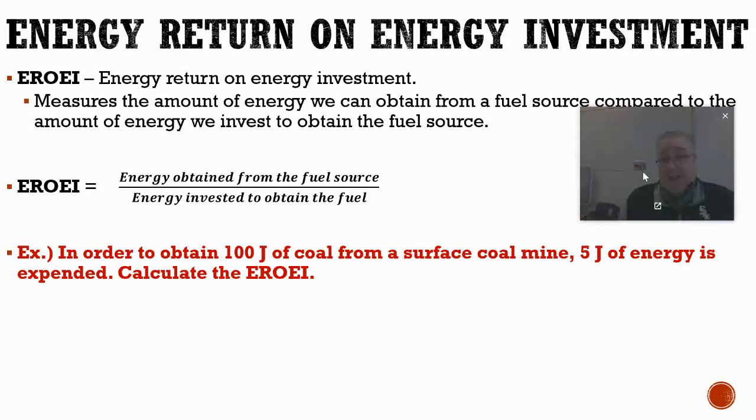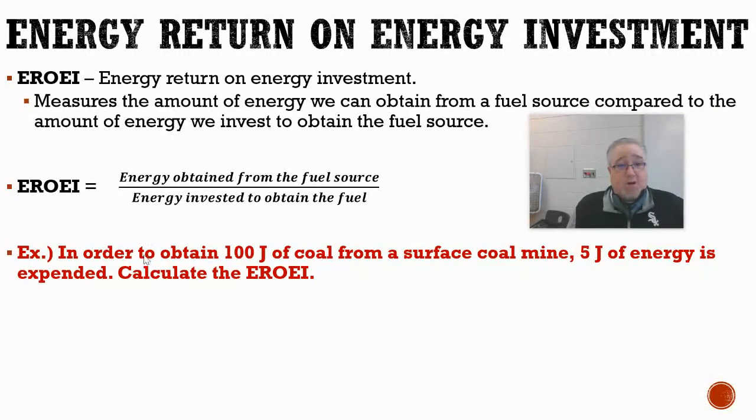So here's a good example. I think this will help us understand. It says, in order to obtain 100 joules of coal, so this is an amount of energy that we can get from coal, from a surface coal mine, 5 joules of energy is expended. So we have to use 5 joules of energy just to obtain that 100 joules of energy from coal.